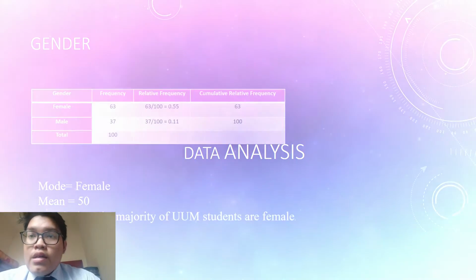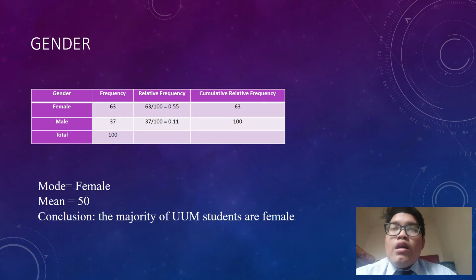So the first question is about the gender. Gender has two parts, which are female and male. The frequency is 63 for female and 37 for male. The relative frequency is 0.55 for the female and 0.11 for the male.